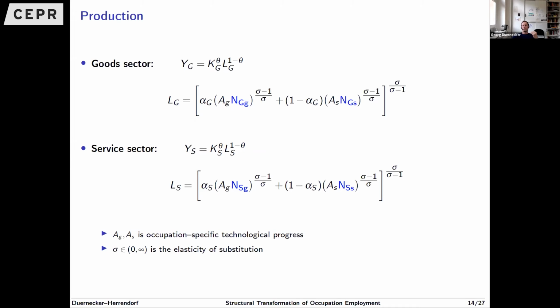So goods occupations can be employed in both sectors, namely the goods sector and also in the service sector, and the same for service occupations. We don't introduce sector TFP, that's very important to notice, but instead we introduce occupation-specific technological progress. Okay, so technological progress is occupation-specific. So AG here applies to goods occupations, and it's the same across sectors. So AG here is the same as the AG here in the service sector, but it's potentially different from the technological progress that applies to service occupations. And we have an elasticity of substitution, sigma, that tells us the substitutability between both types of occupations.